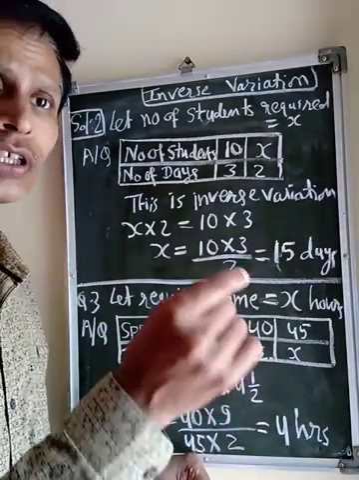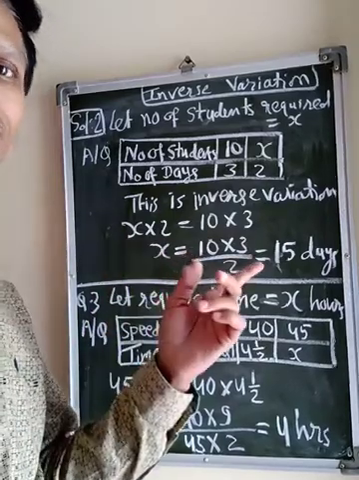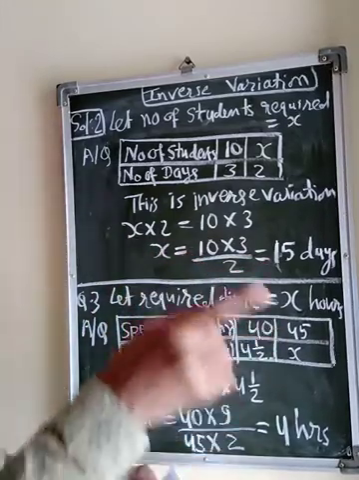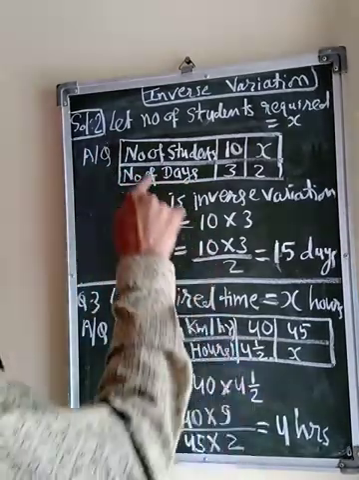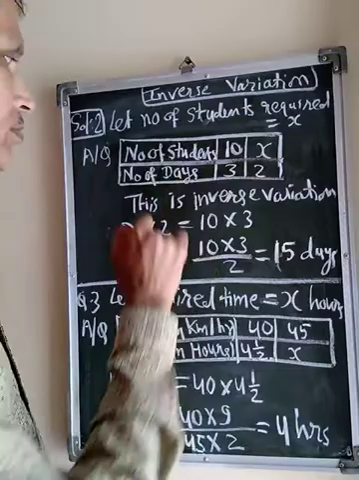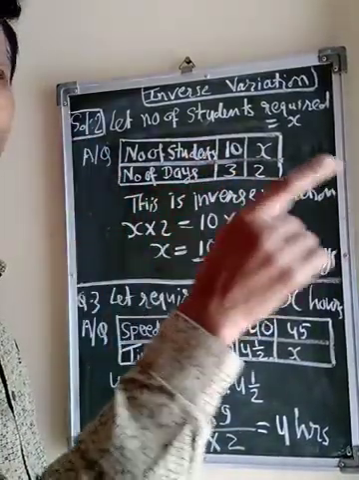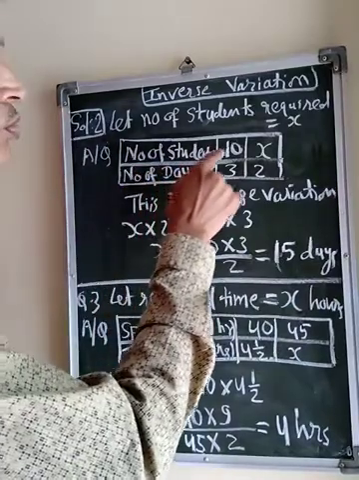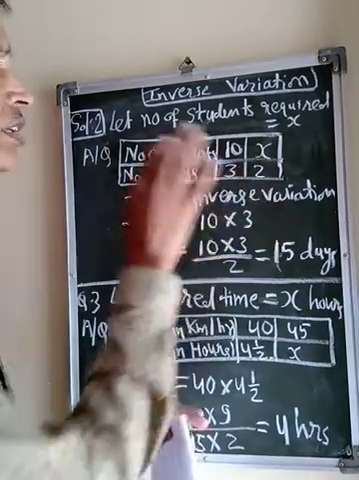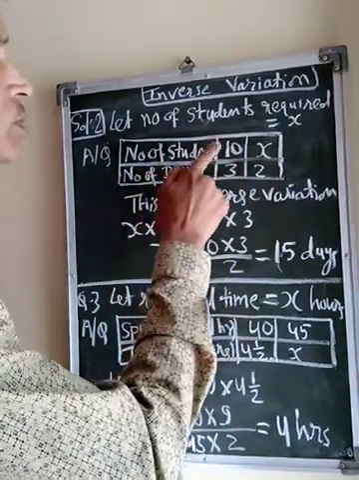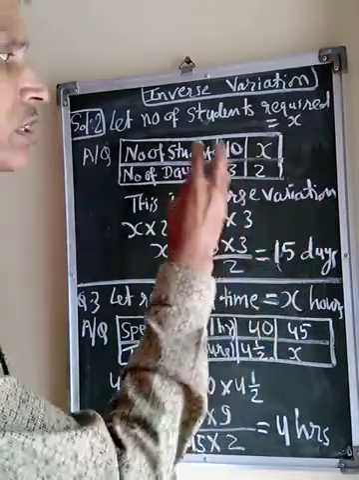Now think over this: in worksheet 1, all the questions you have solved were direct variation situations. I am taking one example that I have already solved. Think over this situation. This is solution number 2, question you can see from the book. If the number of students is 10, they finish the job in 3 days.